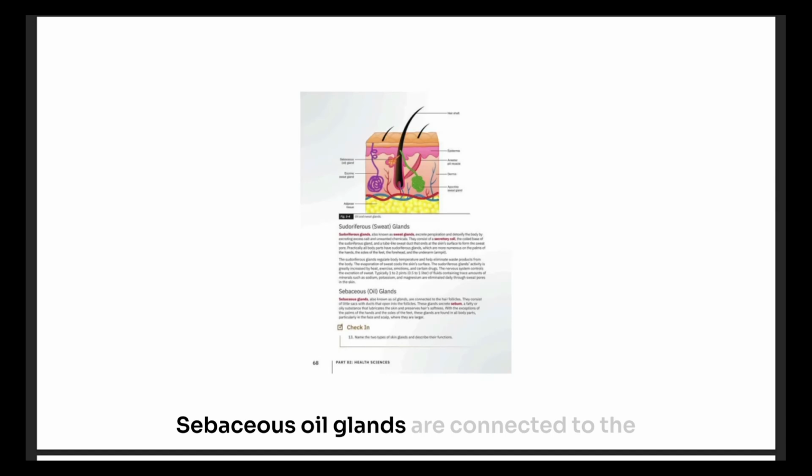Sebaceous oil glands are connected to the hair follicles. They consist of little sacs or ducts that open into the follicles. These glands secrete sebum, a fatty or oily substance that lubricates the skin and preserves hair softness. With the exceptions of the palms of the hands and the soles of the feet, these glands are found in all body parts, particularly in the face and scalp, where they are larger.